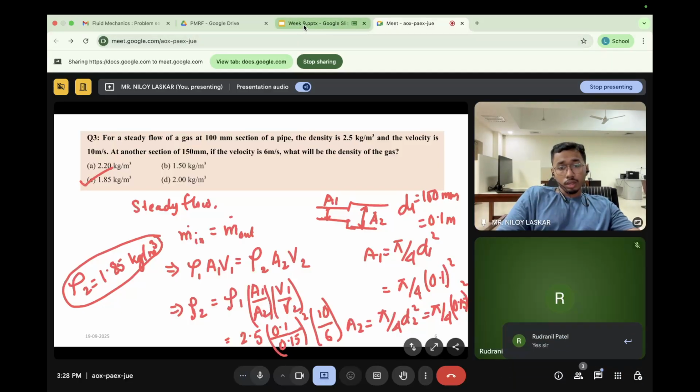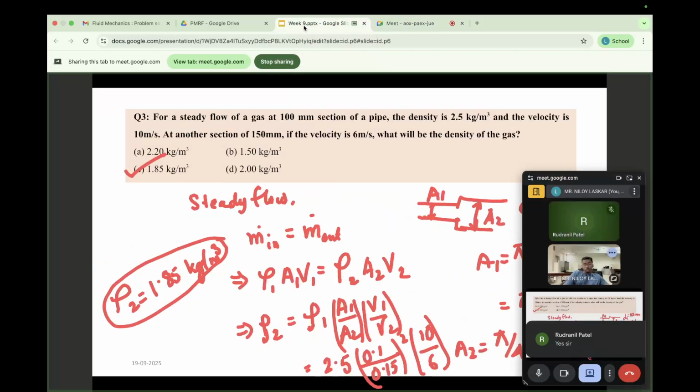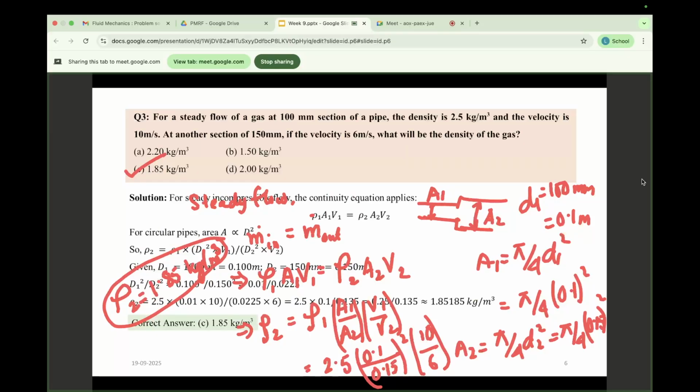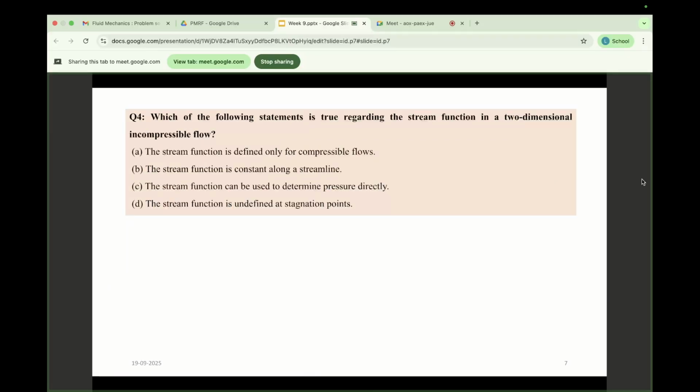Okay. So now I am moving to the next question. It's a theoretical question regarding the stream function and incompressible flow. So just check which of these will be the correct one. I am again giving you 1 minute.